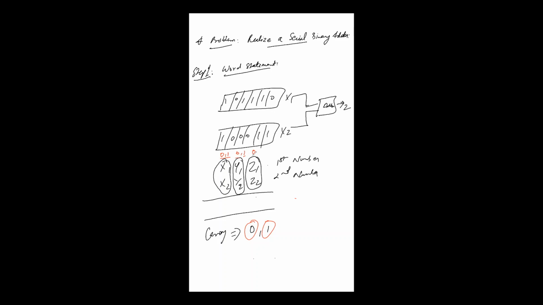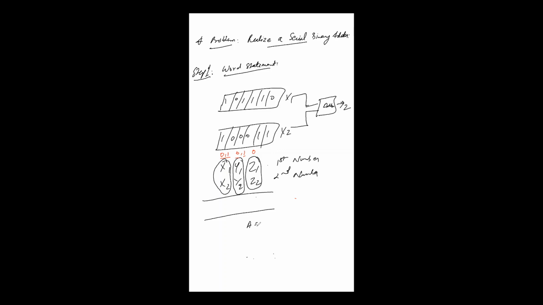So this is a word statement that we have seen. The addition can be done in two ways. The carry can be 0 or carry can be 1. We'll see the state diagram. Only two states are possible for addition. Either the carry can be 0 or carry can be 1, right?